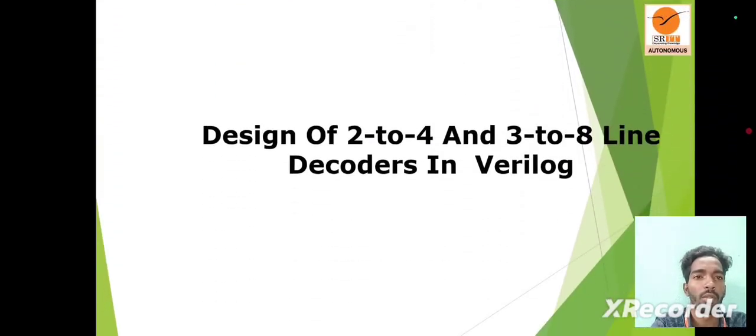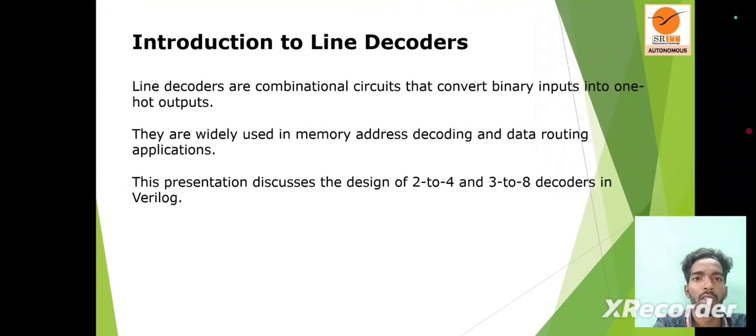Design of 2-to-4 and 3-to-8 line decoder in Verilog. Introduction to line decoders. Line decoders are combinational circuits that convert binary inputs into one-hot outputs. They are widely used in memory, address decoding, and data routing applications. This presentation discusses the design of 2-to-4 and 3-to-8 decoders in Verilog.